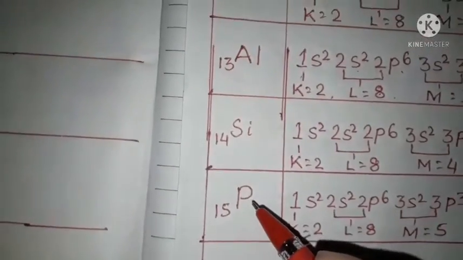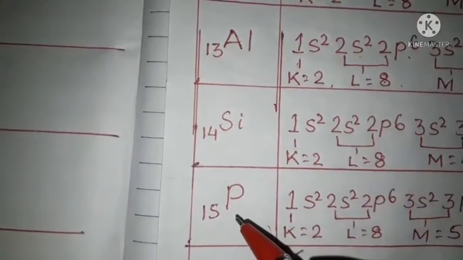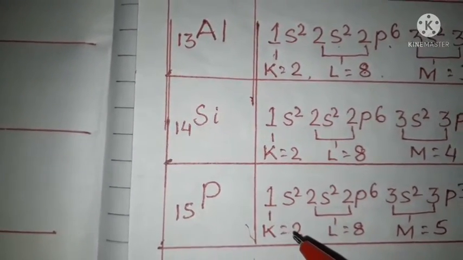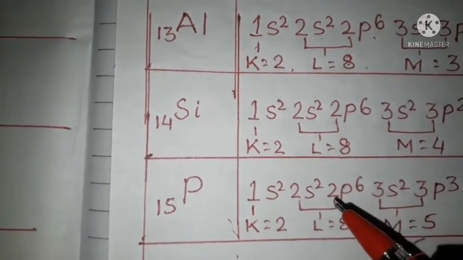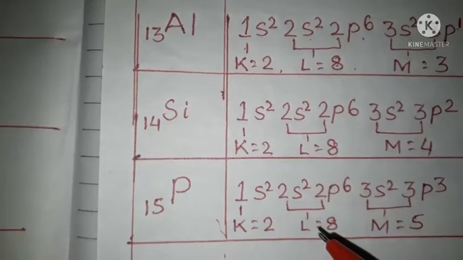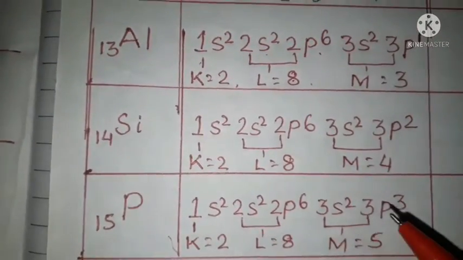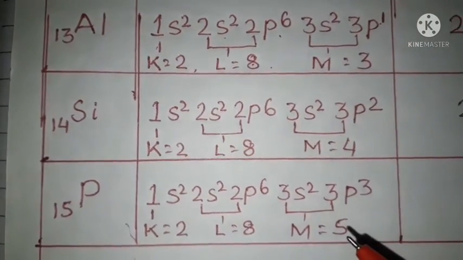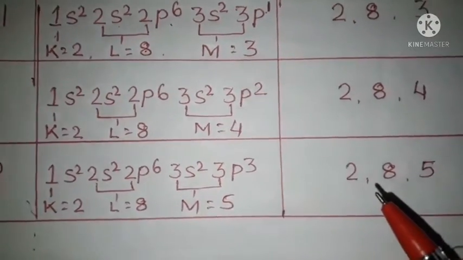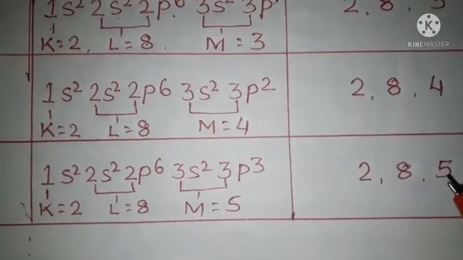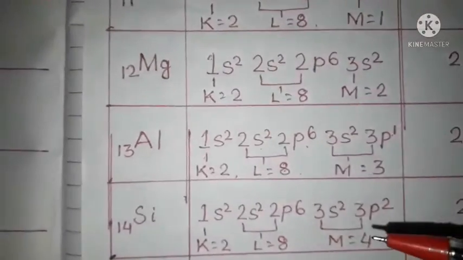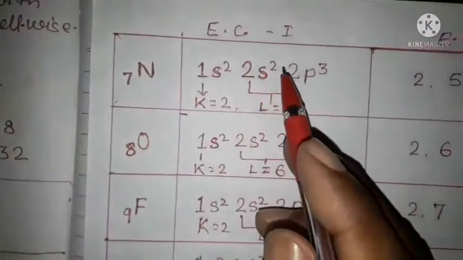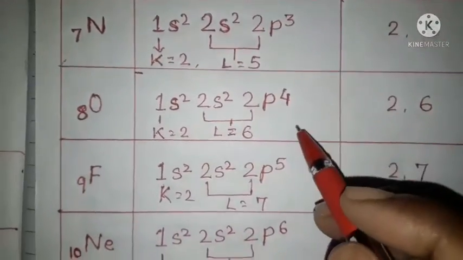Like this, phosphorus, Z of phosphorus is 15. So we write 1s2, in which K shell 2 electrons are available, 2s2 2p6, that means L shell 8 electrons are available, and 3s2 3p3, that means M shell in which 5 electrons are available. So we write 2 8 5. Now we can easily write all the electronic configurations in first and second form.